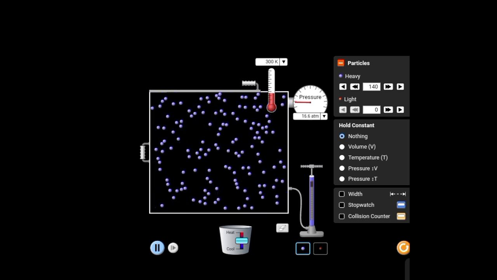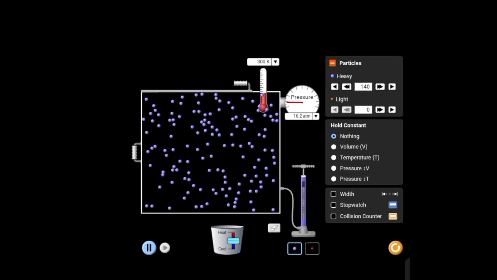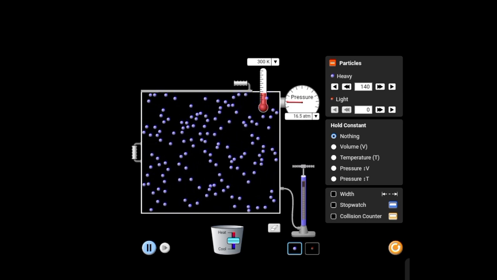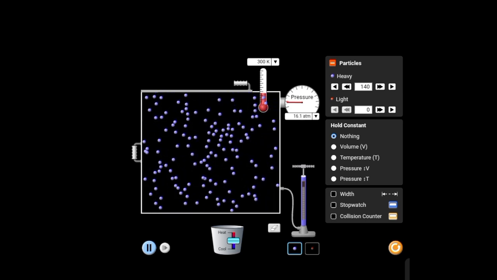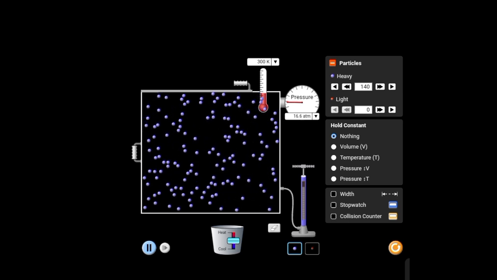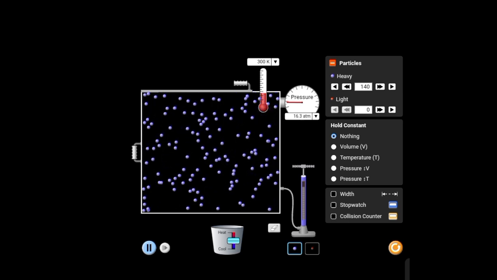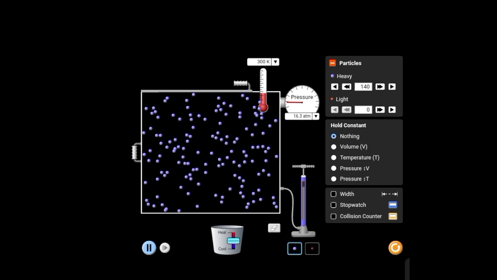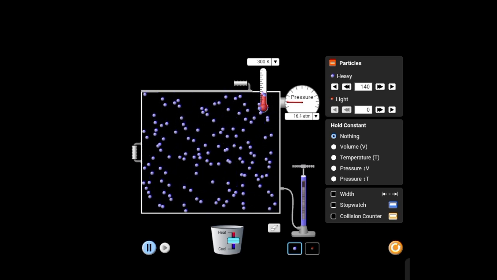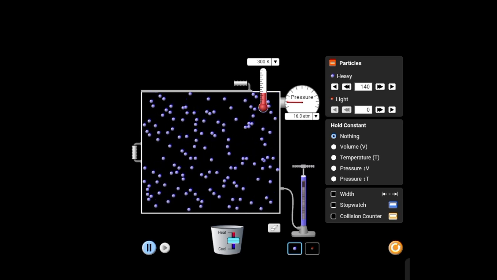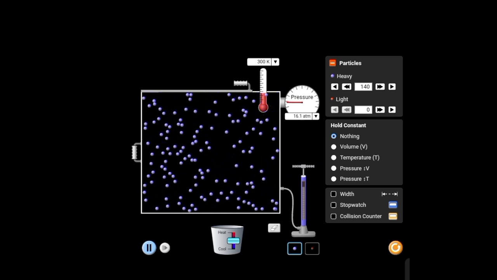On the right side, you'll see the temperature indicator, which is in Kelvin, as well as the pressure gauge, which shows the pressure inside the container. As we interact with the gas, these values will change.